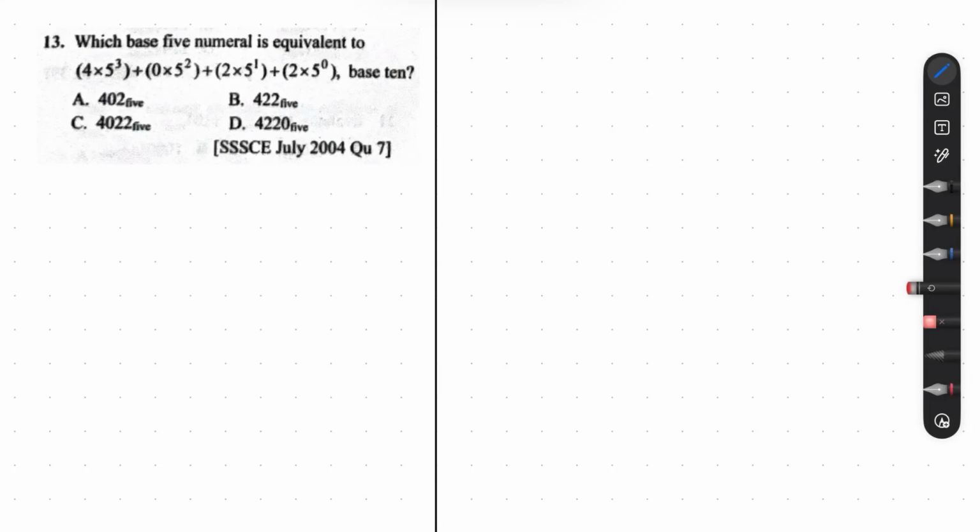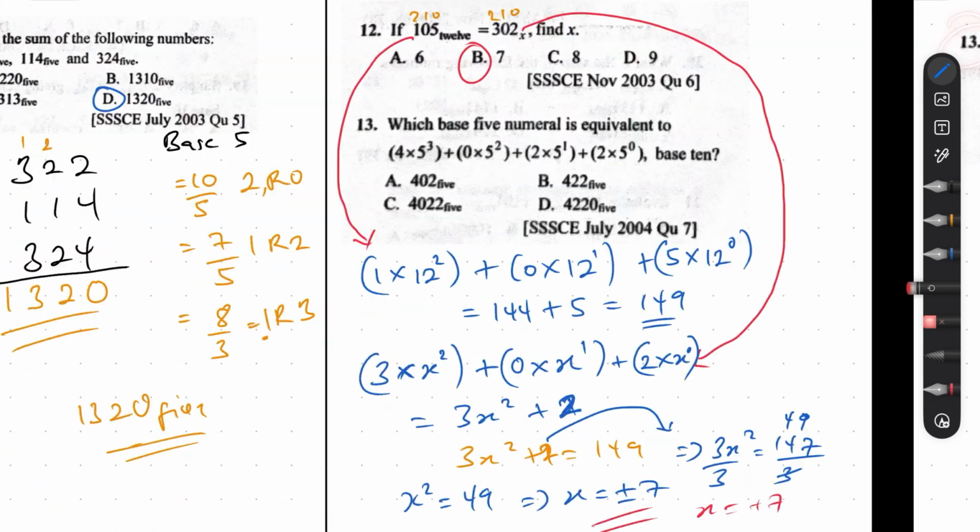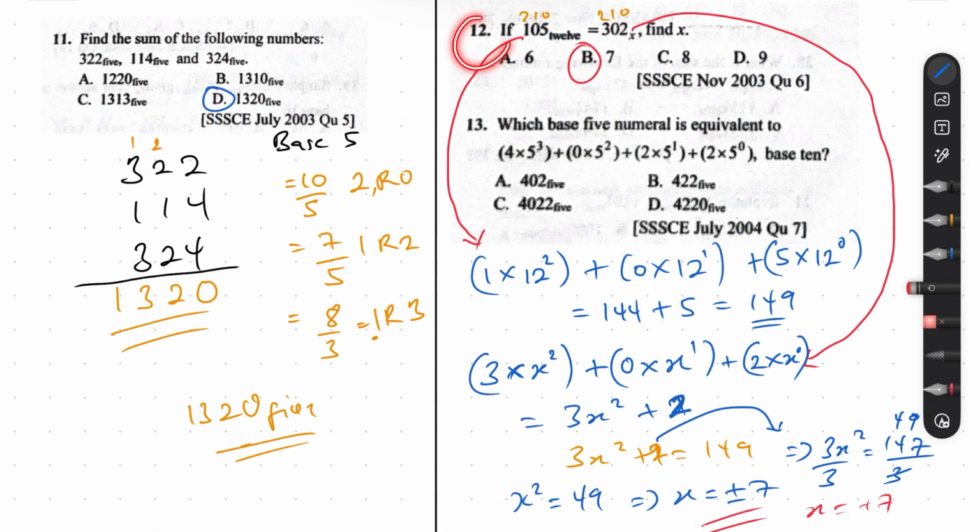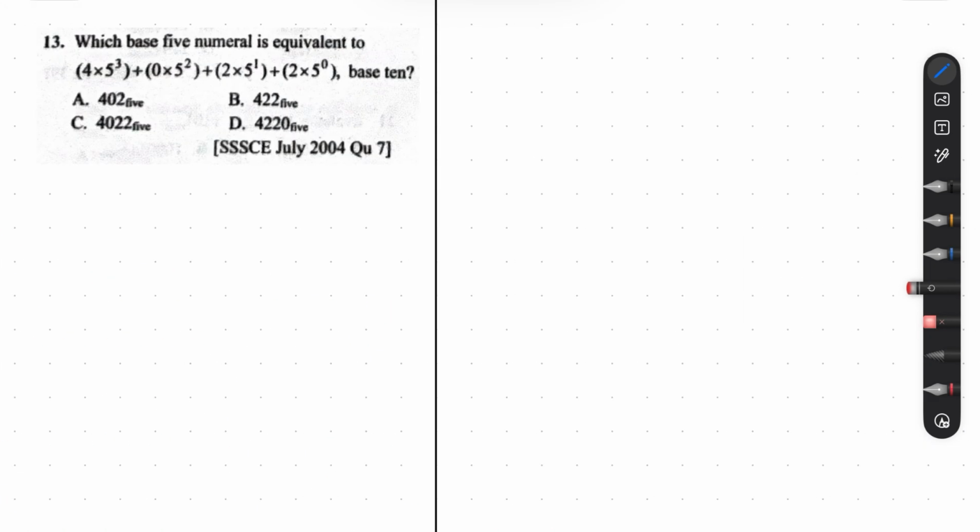In this session, we start with question number 13. Previously, we ended on question number 12. So here we start with question number 13. The question says, which base 5 numeral is equivalent to this expression base 10?